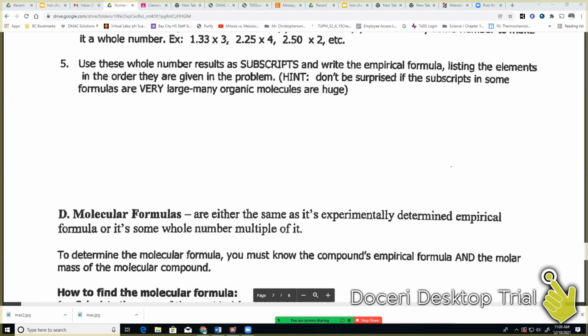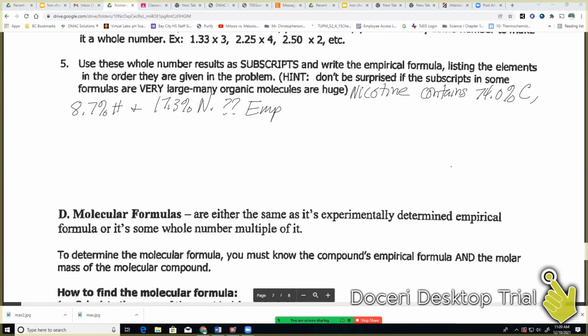All right, so let's look at a problem for this one. Nicotine contains 74.0% carbon, 8.7% hydrogen, and 17.3% nitrogen. And we're going to try to find out what is its empirical formula.